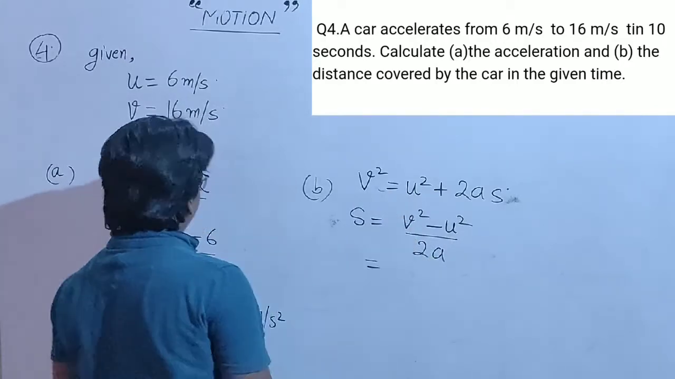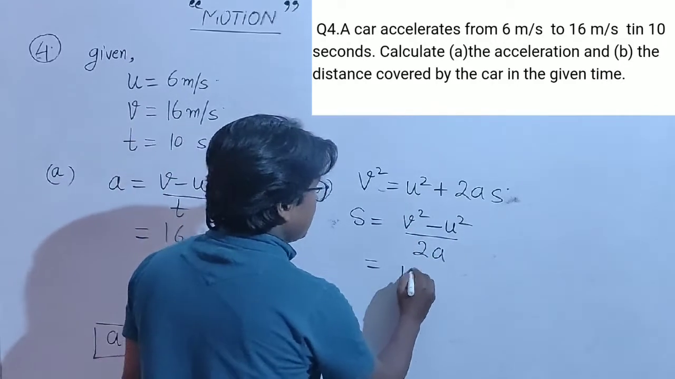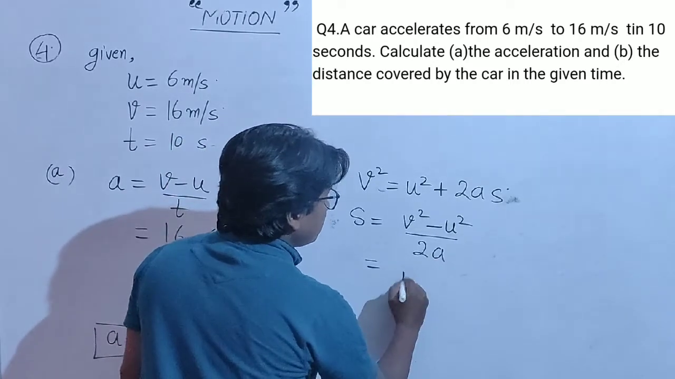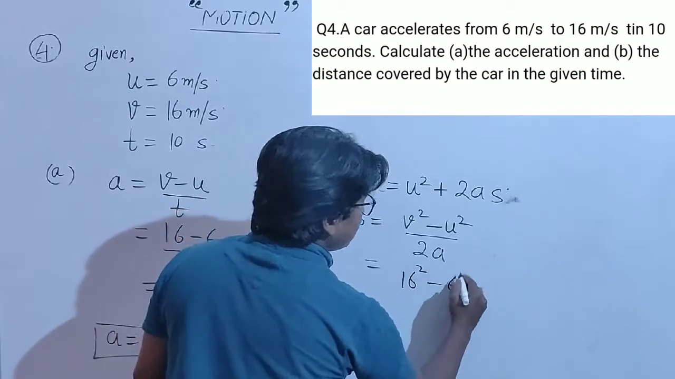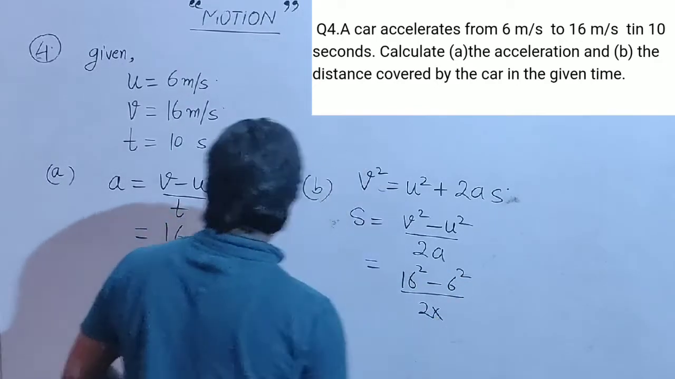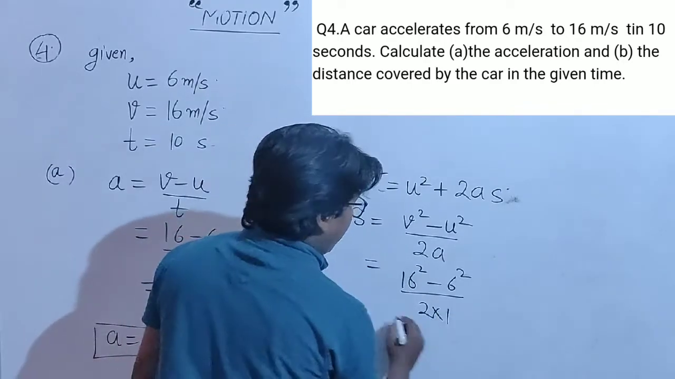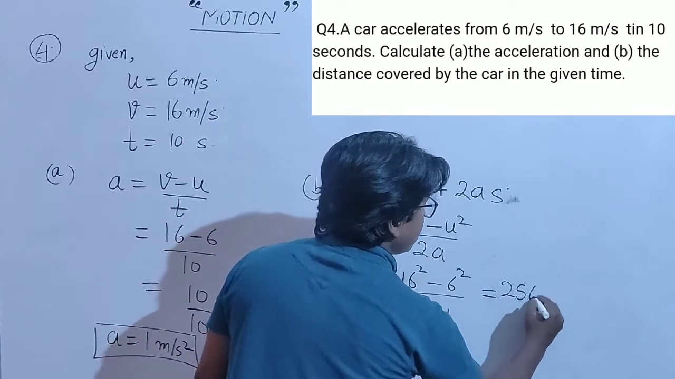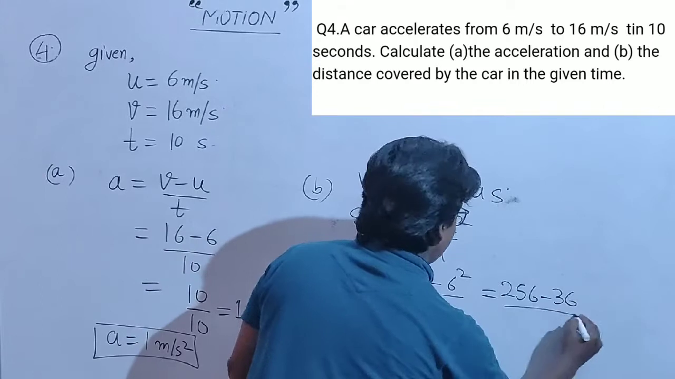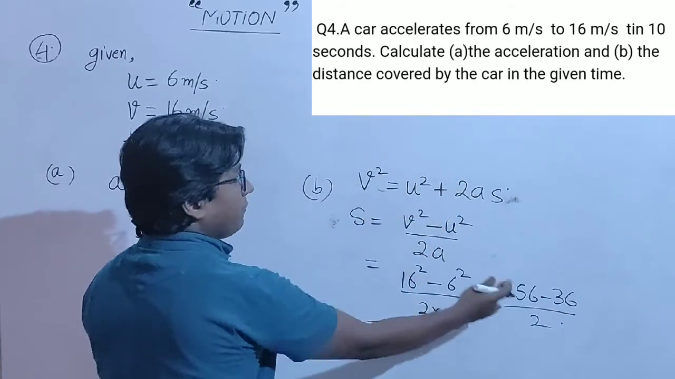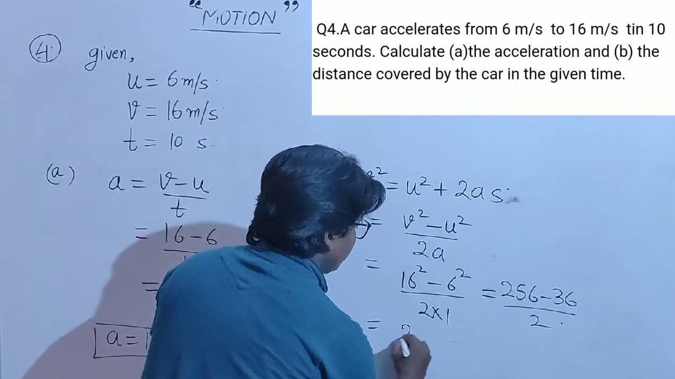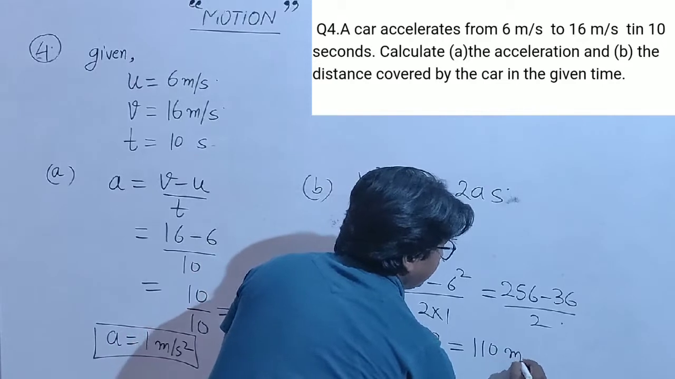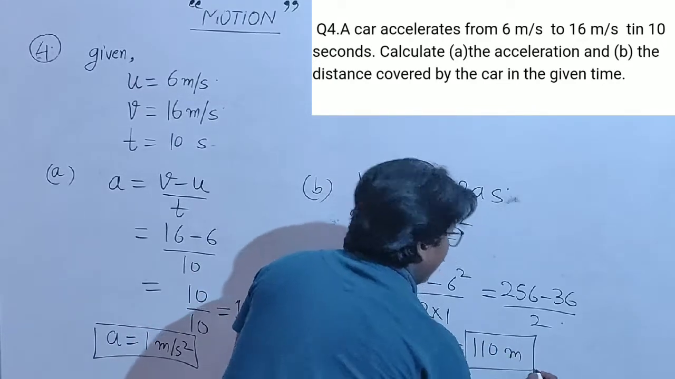So s will be v. What is the value of v? That is 16 square. What is the value of u? 6 square upon 2 into acceleration, we have got 1. So after calculating it, 16 square will be 256 and 6 square will be 36 upon 2. After this, 256 minus 36 will be 220 upon 2. So you will get 110 meter. So this is your answer.